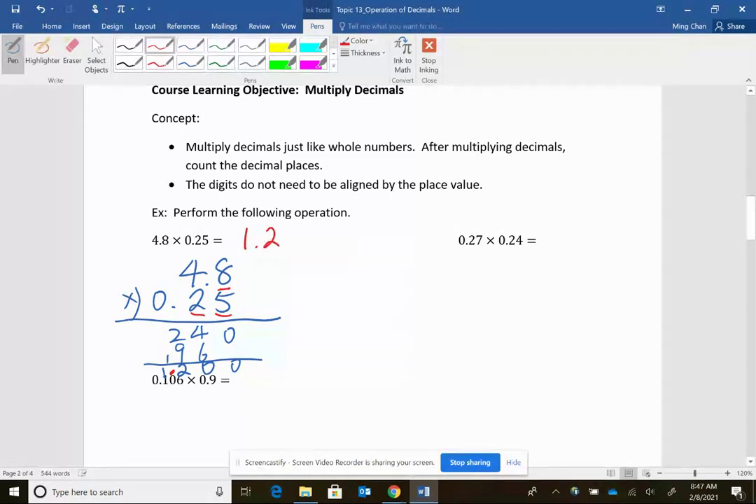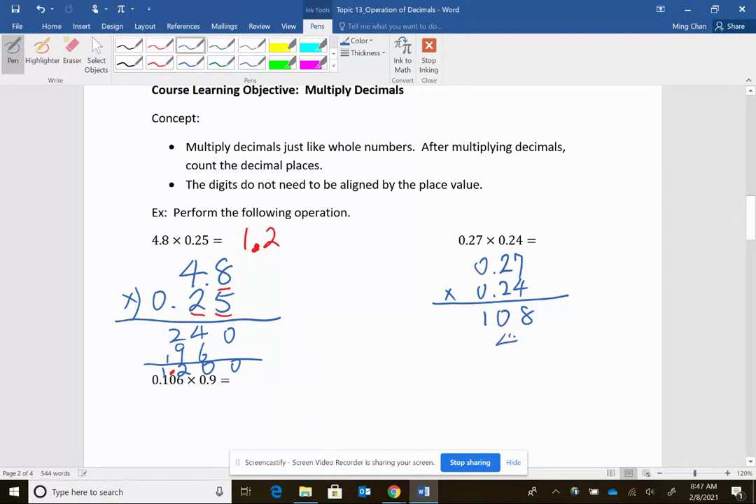Okay. So we don't have to line them up when we multiply decimals, but at the end we've got to count the decimal places, so we know exactly where the decimal is supposed to go in the answer. All right, 0.27 times 0.24. I'm treating this like 27 times 24. So this is 4 times 7 is 28, carry 2. 4 times 2 is 8, plus 2 is 10.